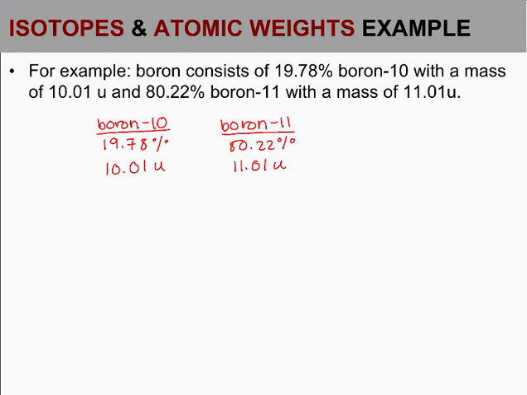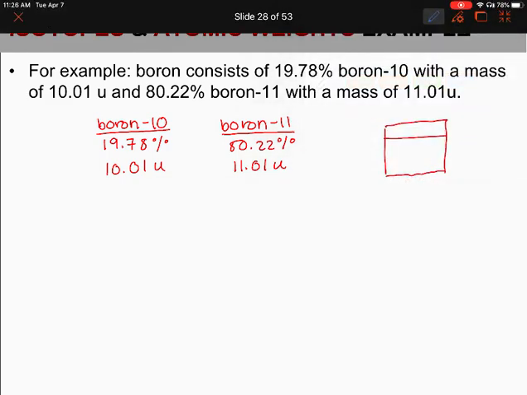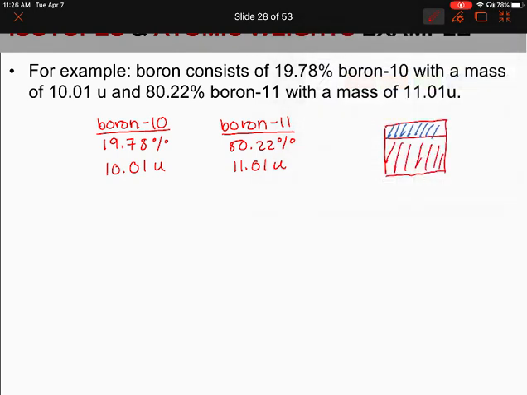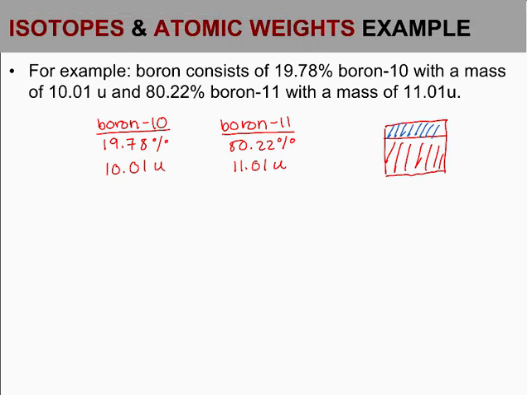So if we looked at a sample of boron, for instance, let me use a different color to fill in the top. About 80% of the boron atoms here would be boron 11. And then about 20% would be boron 10. Now, those atoms would actually all be mixed together. They wouldn't be separated like that. But that's just to give you an idea of the percentage of each boron isotope.